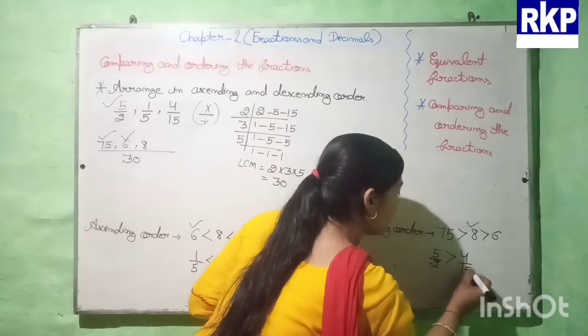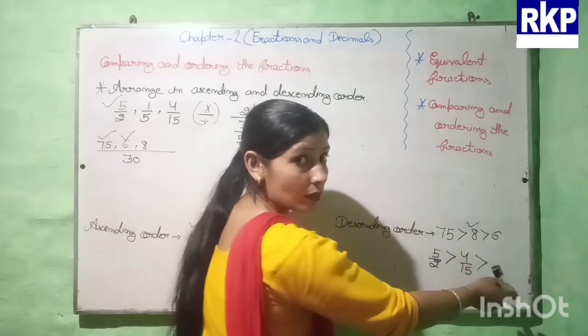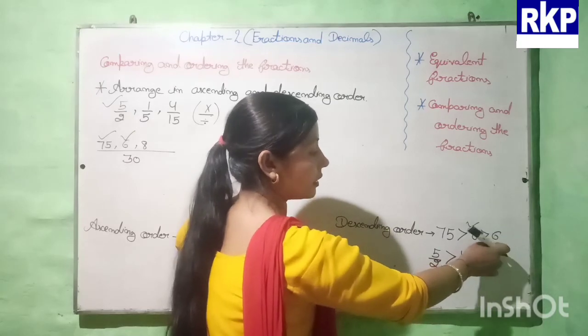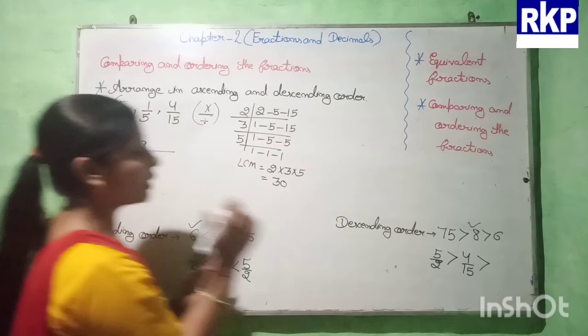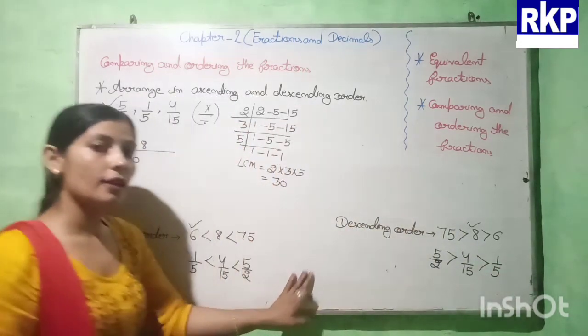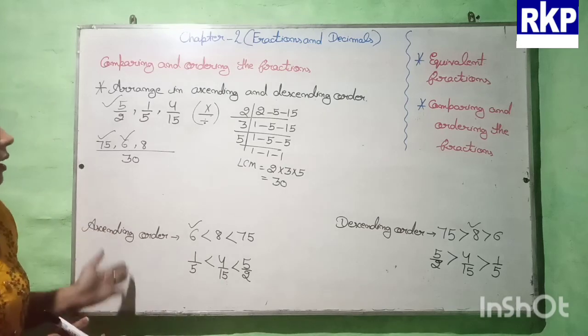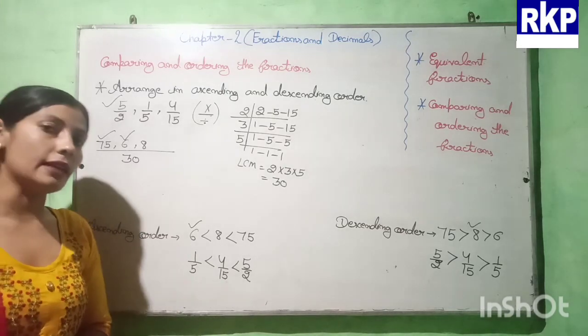4 by 15. Okay. So here 4 by 15 is greater than which? 6 is written here. So 6 is obtained from 1 by 5. So here we will write 1 by 5. Okay. So like this we have to arrange the fractions according to ascending and descending order.